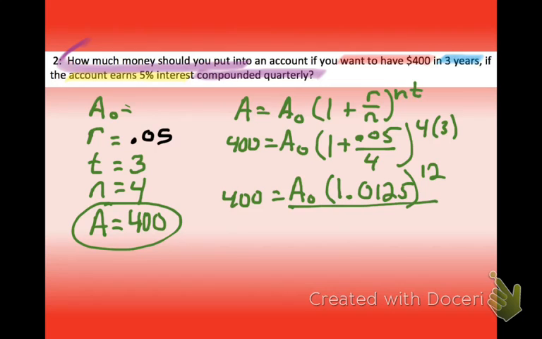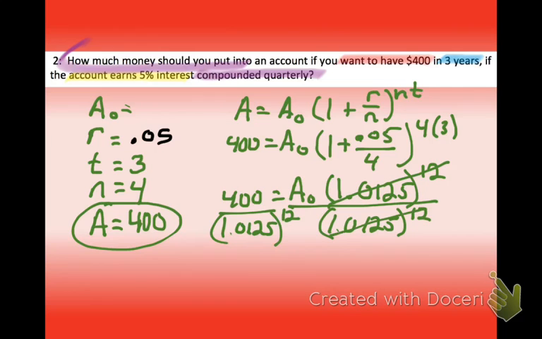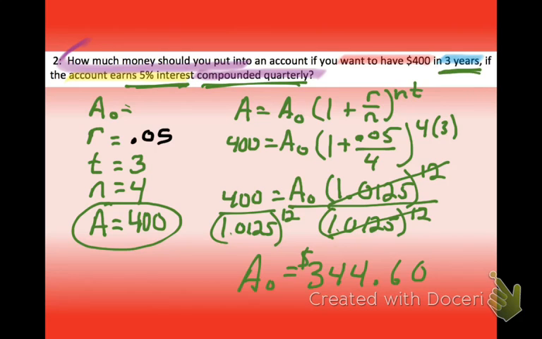And I'm just going to go ahead and divide by this whole thing. So this whole thing cancels out, and I'll get A sub 0 equals $344.60. So that means that if I deposit $344.60 and it earns 5% interest compounded quarterly for 3 years, I will have $400 in my account.